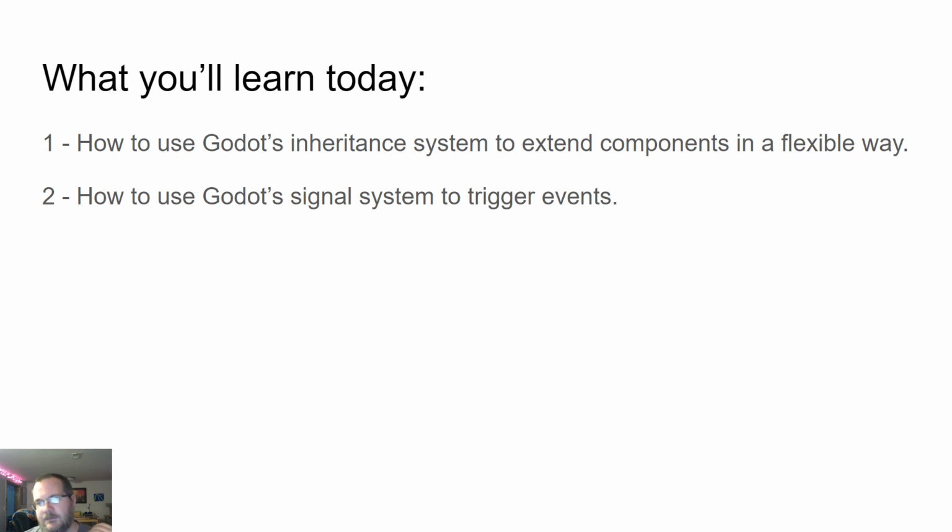So what you'll be learning today is how to use Godot's inheritance system to extend components in a flexible and easy to use way. We're also going to be talking a lot about Godot's signal system and using it to trigger events. And this is in addition to also setting up some UI elements. So we'll also be talking about the UI. So let's get into Godot.